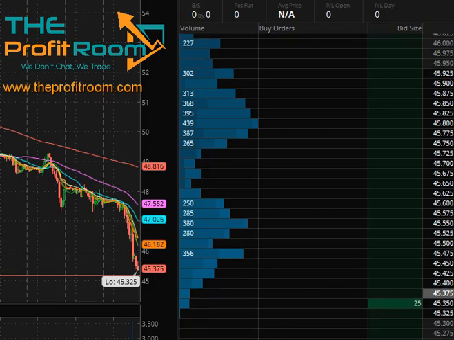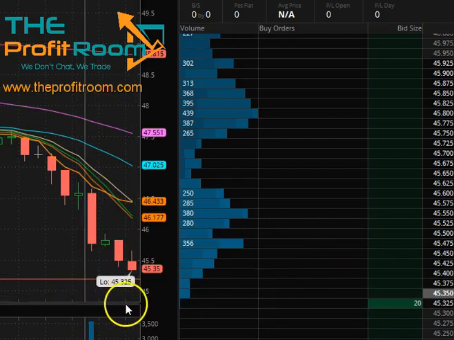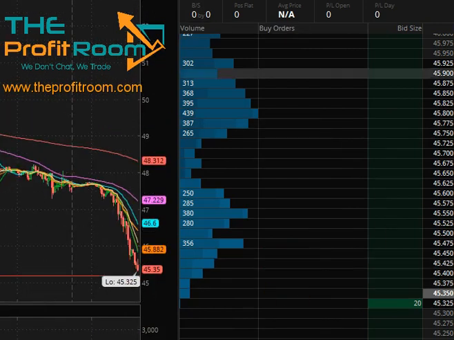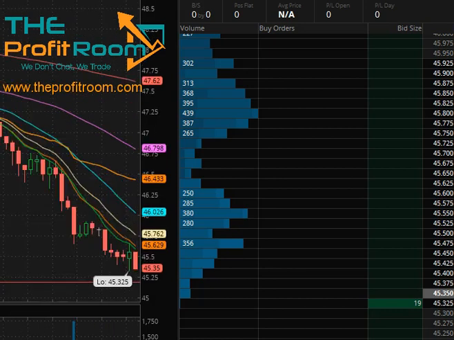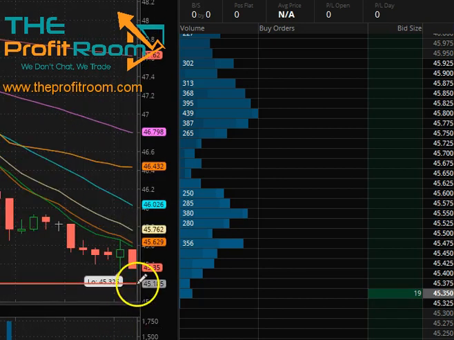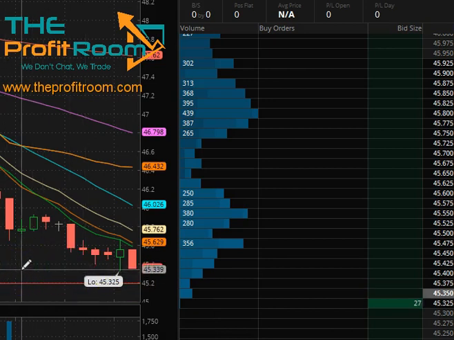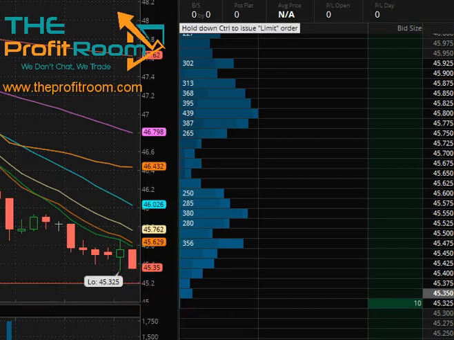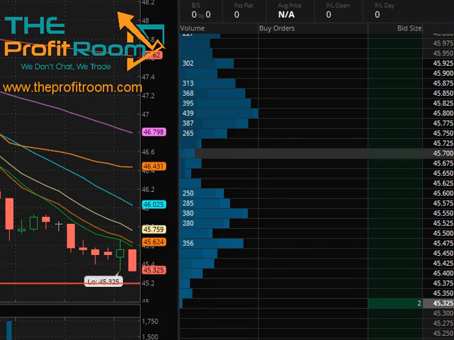So we're looking here for a nice little setup, maybe a sign of a reversal, in order to get in and play the future contract long. I'm used to trading stocks, and this is what the Profit Room does. We look for technical movements. So we see this tail here around 45.32. It's another low.